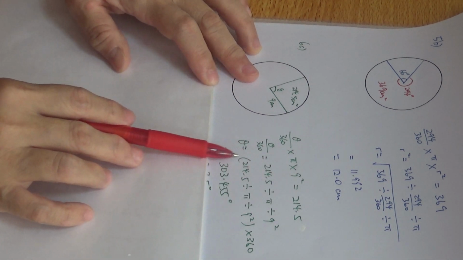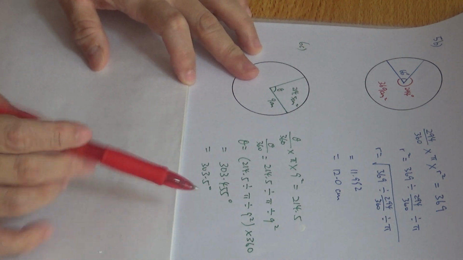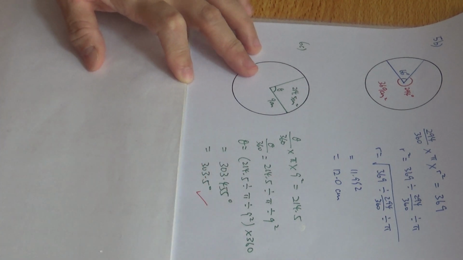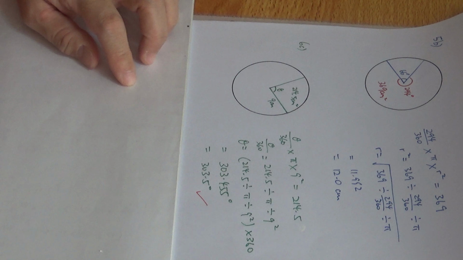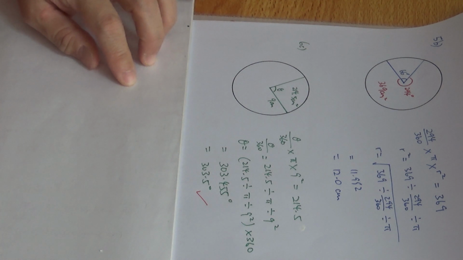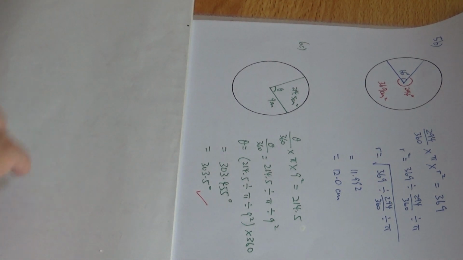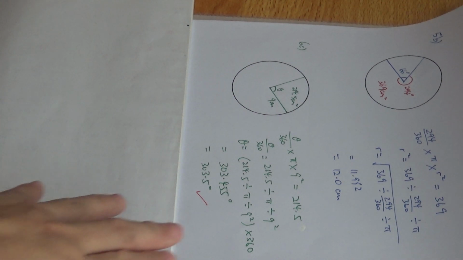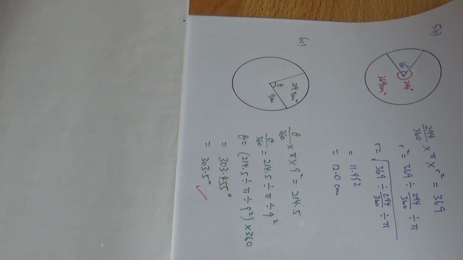We do the necessary manipulation. We will get the answer as 303.5 degrees. So it's just applying the formula and substituting in the correct values to get the answer itself. So that will be your answer to question 6C.